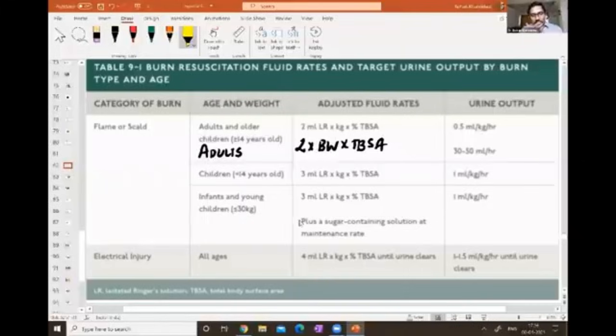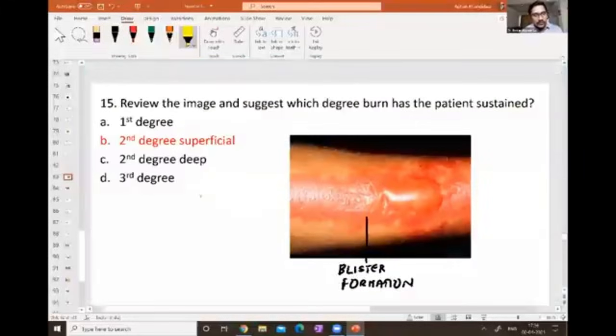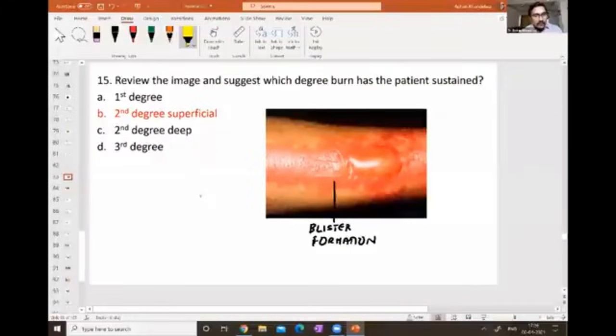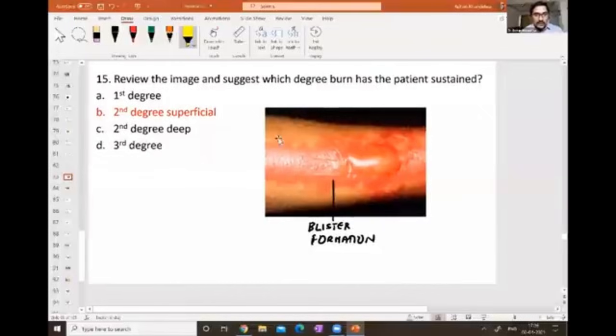So if you're asked further questions in the exam, please answer them based on the new formula unless they specify that they want you to answer according to the Parkland's formula. Again, a very important question. This was asked in your exam as well.